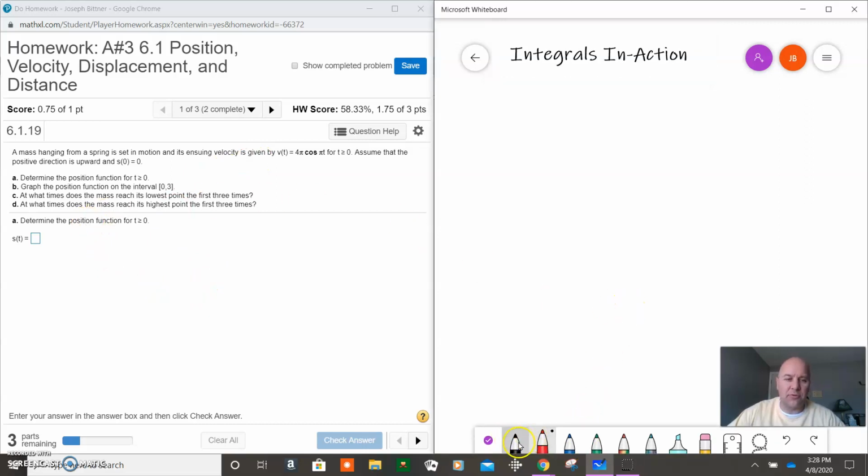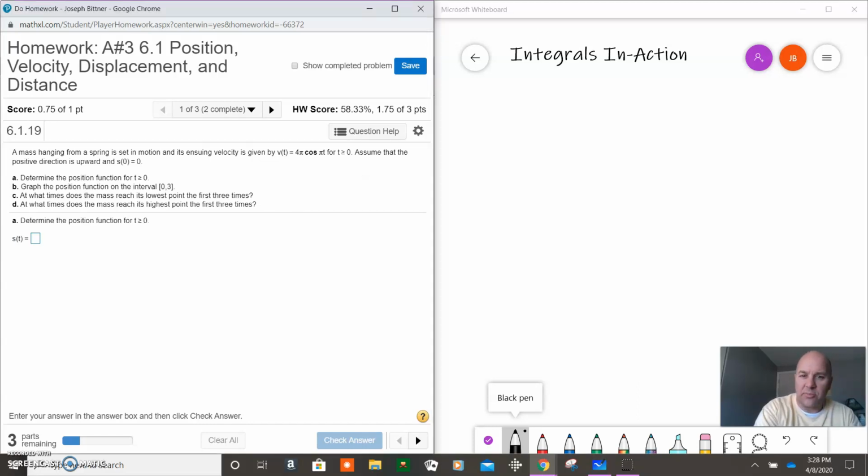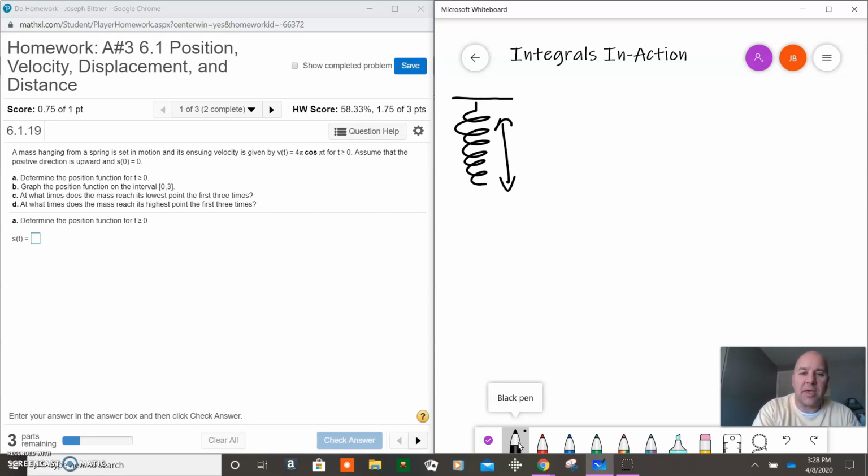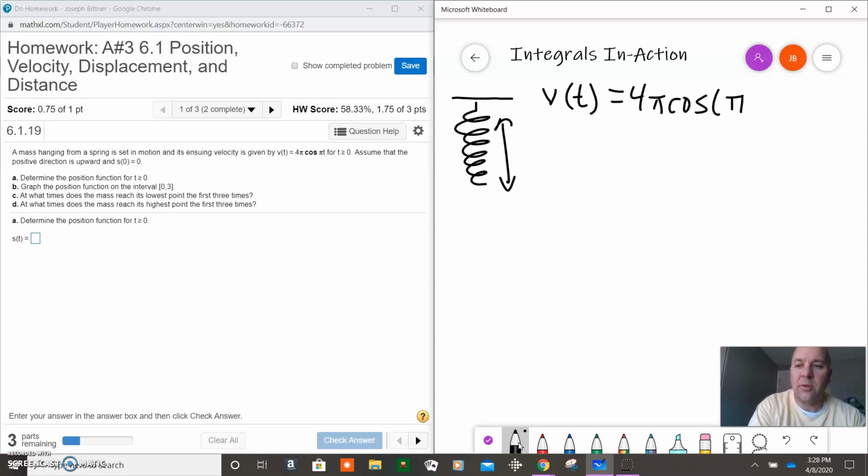Let me first of all switch it over and get my pen ready. So as you can see, this is basically just some type of figure that is hanging and springing up and down. As you can kind of imagine, here I'll put the picture over here. It's some type of spring, and it just keeps on oscillating back and forth, up and down, up and down. And the equation that they give you is that the velocity equals 4 pi cosine pi t, for everything larger than 0, and we'll get into that. But what's also important is the initial value.